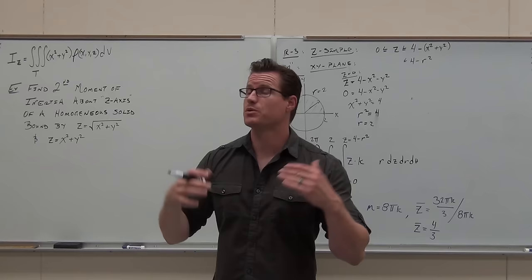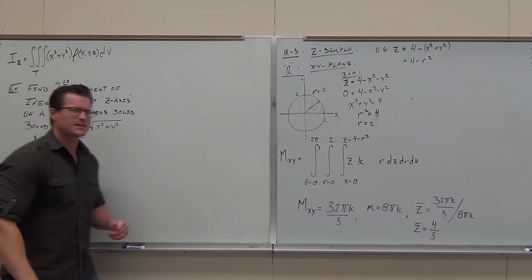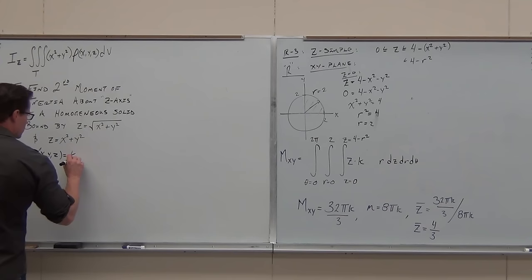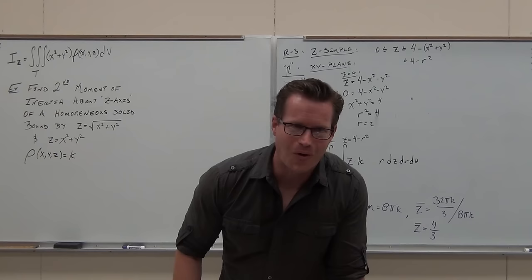So this one should be super easy. What's the mass density function of this 3D solid given that it's a homogeneous solid? What is it? Okay, constant. That was really easy. Now we get to set up the region. When we set the region, what's the first thing that we always do? R3 simple. We always do R3 simple.